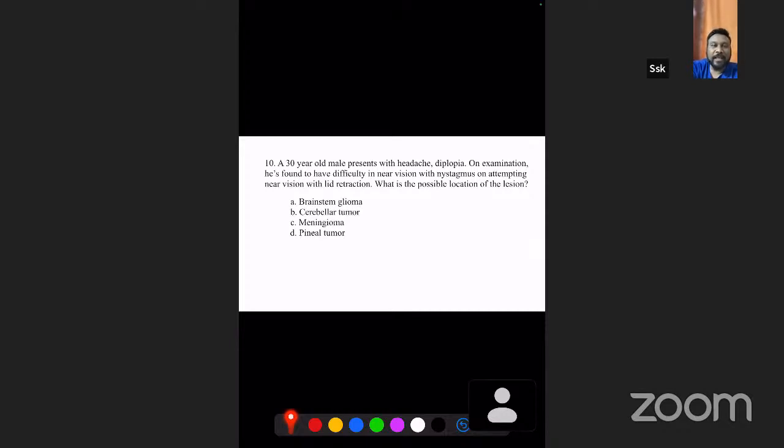Question number 10. A 30-year-old male presents with headache and diplopia. On examination, he is found to have difficulty in near vision with nystagmus on attempted near vision with lid retraction. What is the possible location of the lesion? This is a tricky question. He's having headache, diplopia, and difficulty in near vision with nystagmus.